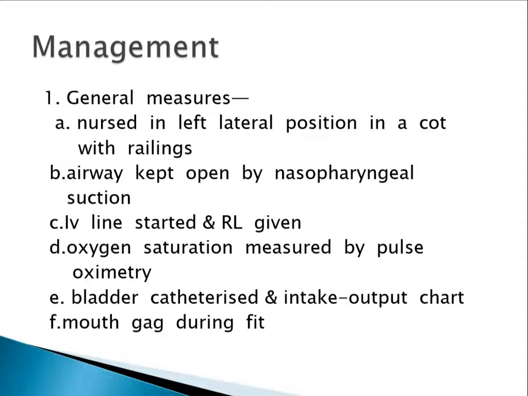Right. Then how do you manage eclampsia? You take general measures. The patient should be nursed in the left lateral position in a cot with railings, because during convulsions she can fall down and hurt herself. She may develop an additional problem of a head injury or a fractured arm or leg. So you have to nurse her in a special cot. Then airway: a lot of secretions will come in the throat and pharynx, so the airway has to be kept open. So nasopharyngeal suction should be done.